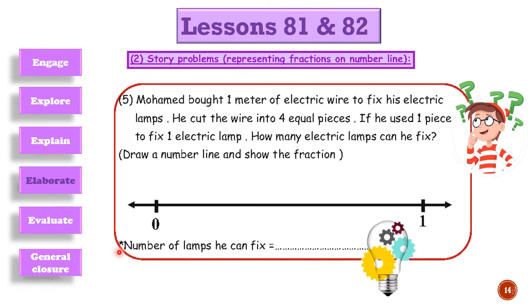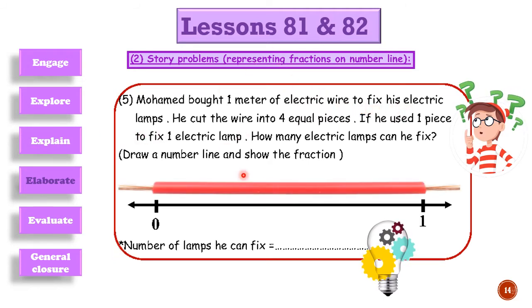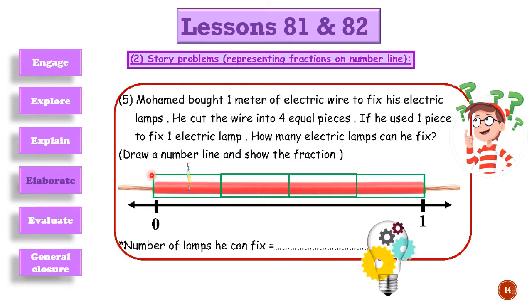Here, number 5. Muhammad bought 1 meter of electric wire to fix his electric lamps. This wire has 1 meter length from 0 to 1 on the number line. He cut the wire into 4 equal pieces. Now we have the number of equal pieces: 1, 2, 3, 4. If he used 1 piece to fix 1 electric lamp, how many electric lamps can he fix using this wire? Draw a number line and show the fraction.